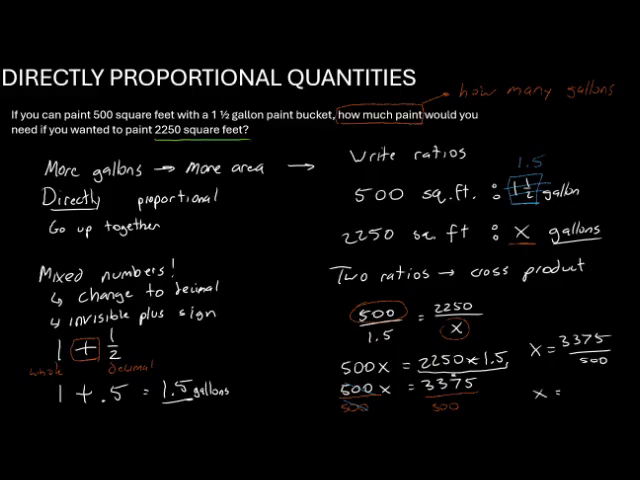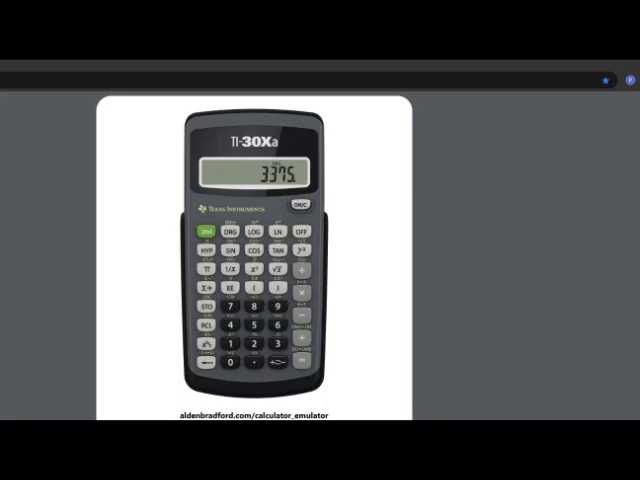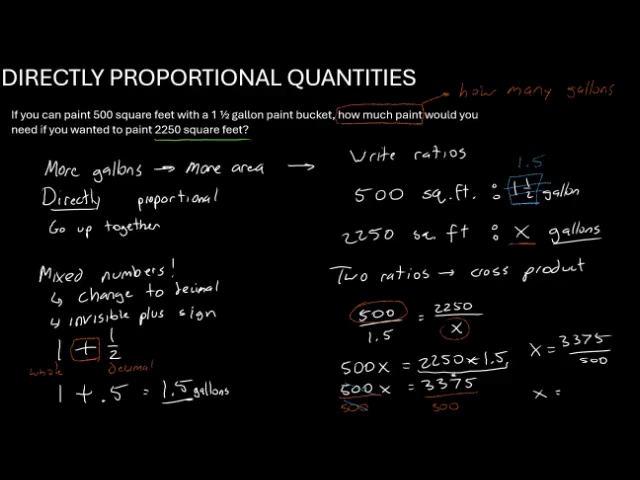Let's go to the calculator again and enter that. The 3,375 is already stored in the calculator, so we divide by 500. When we press enter, we get 6.75. So our x is 6.75, and since our x was gallons, we must specify that this is 6.75 gallons. So anytime we have directly proportional amounts, we may use ratios. We'll stick to our usual plan of doing proportions and cross products.